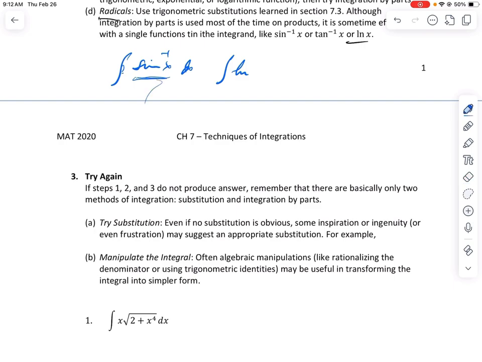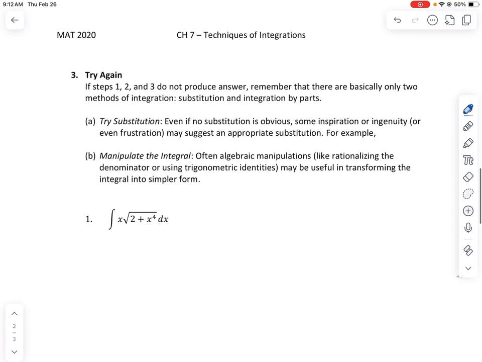Again, if nothing works, then you have to try again. Maybe you are not using the correct strategy, and so you might have to change your strategy and go on. But as you try more and more problems, it comes easy to you what to do on the next problem. So here is an example. You have not seen something like this before.